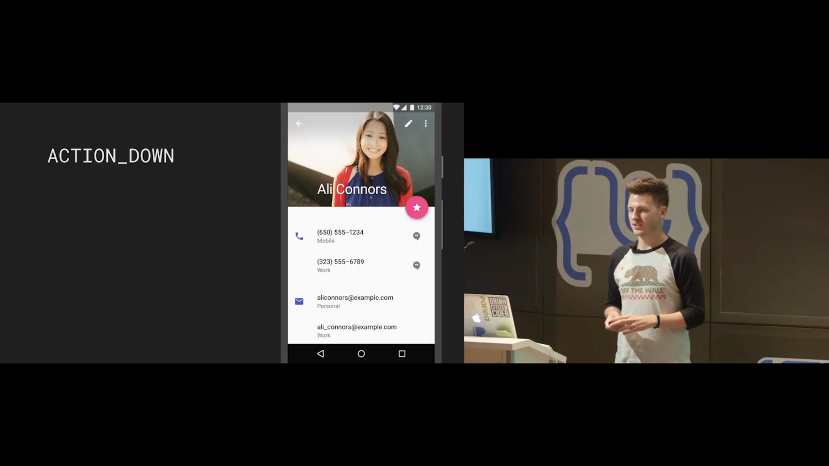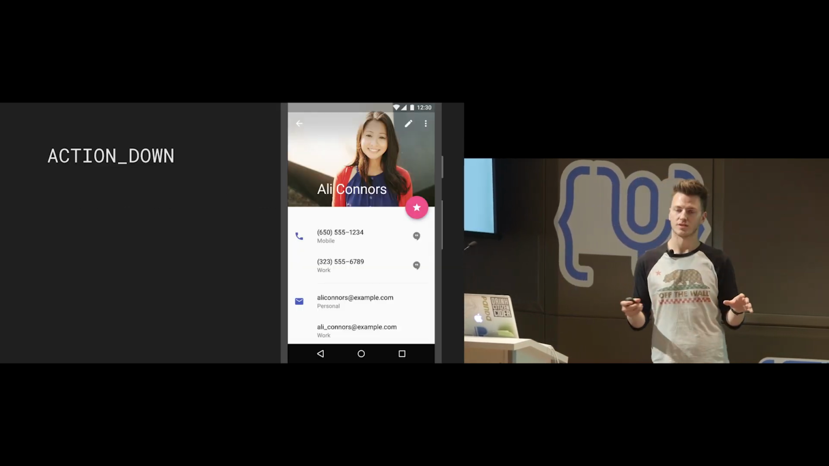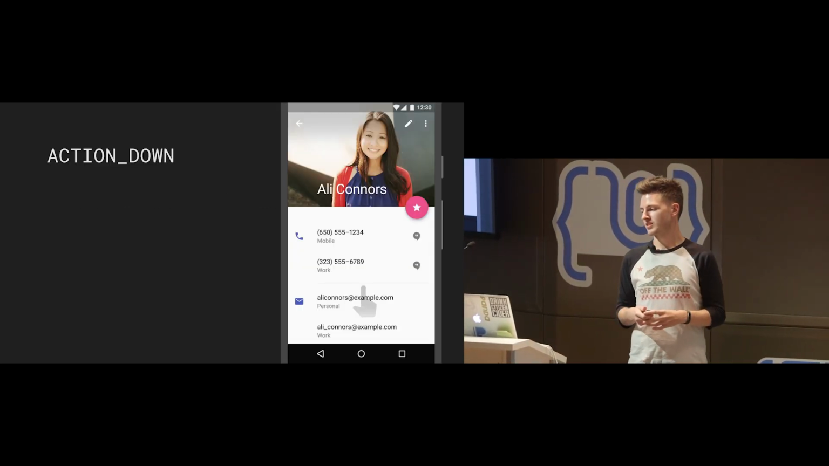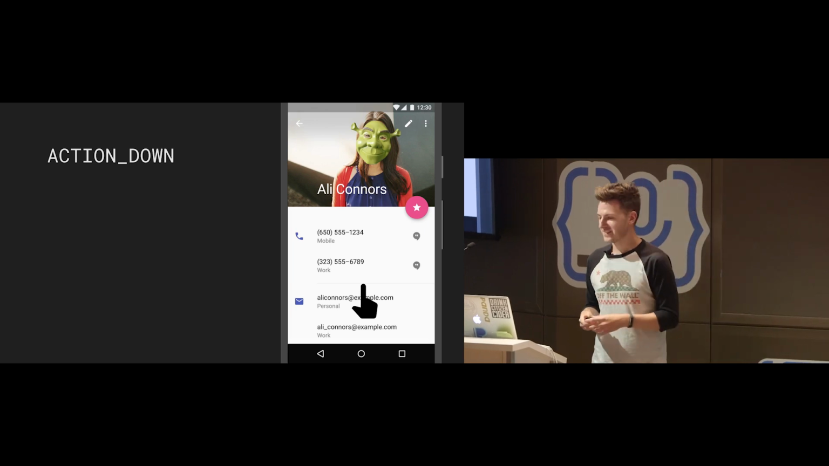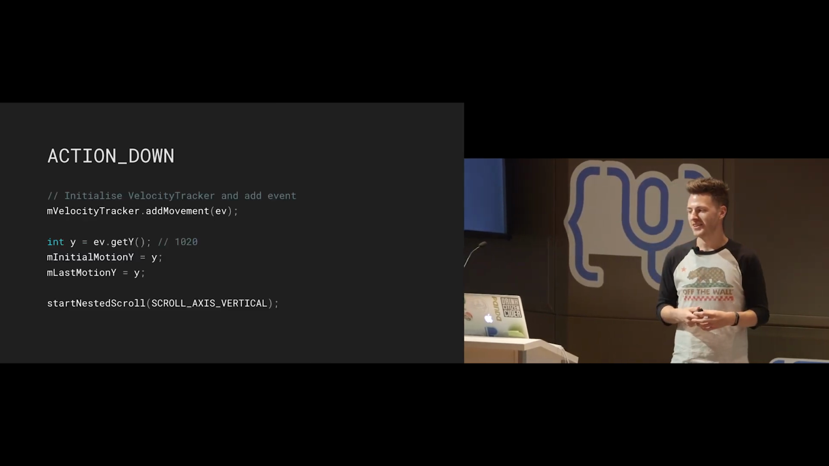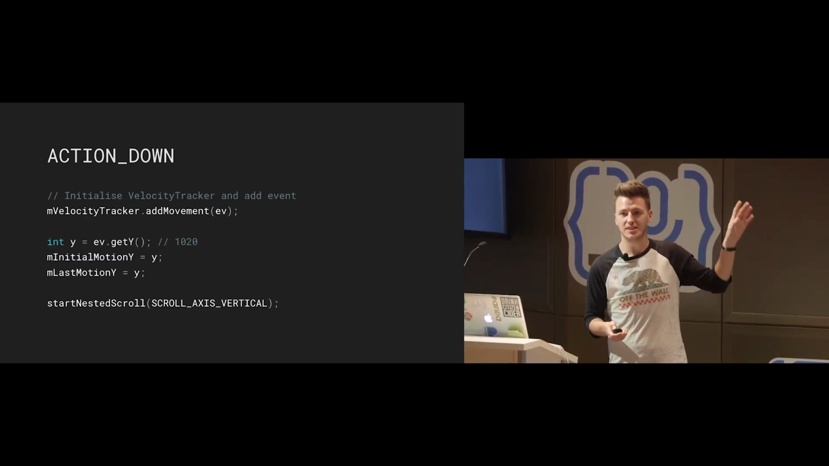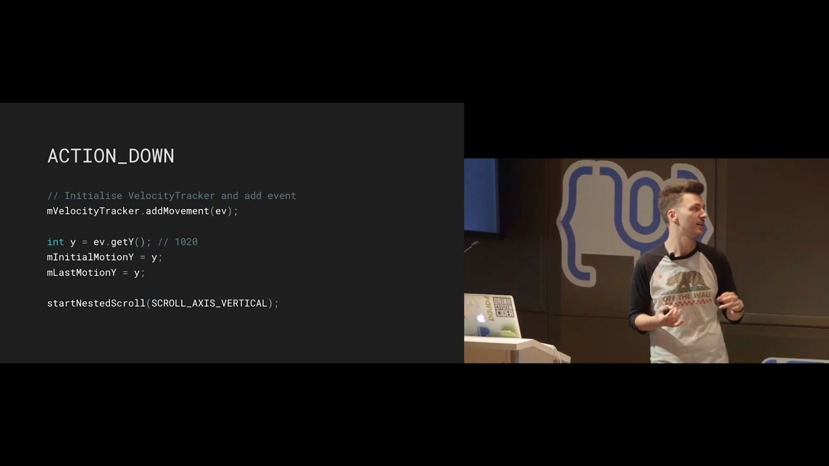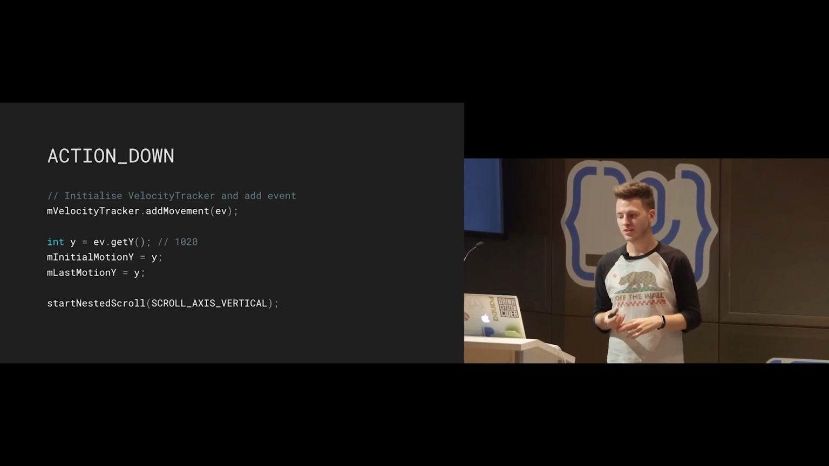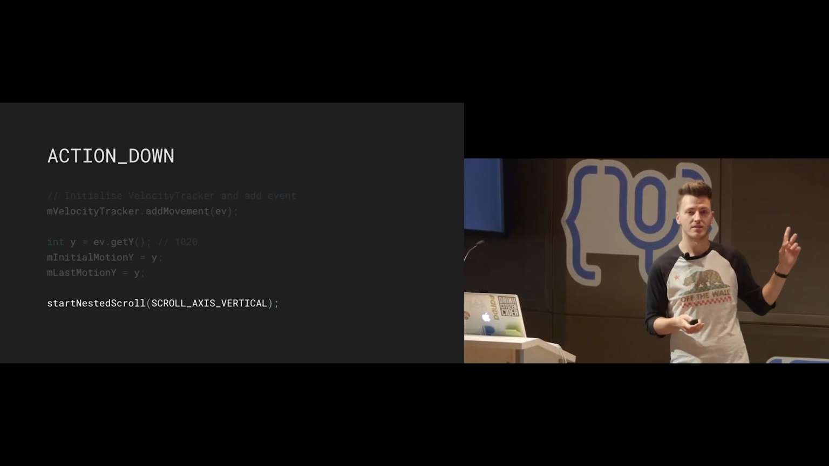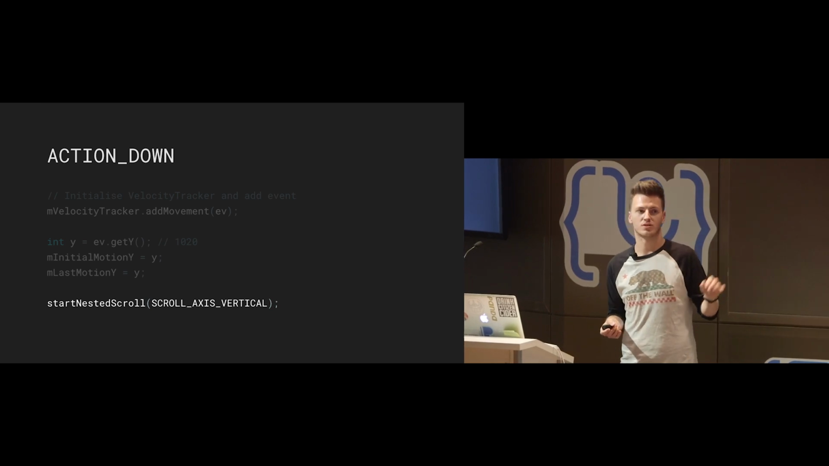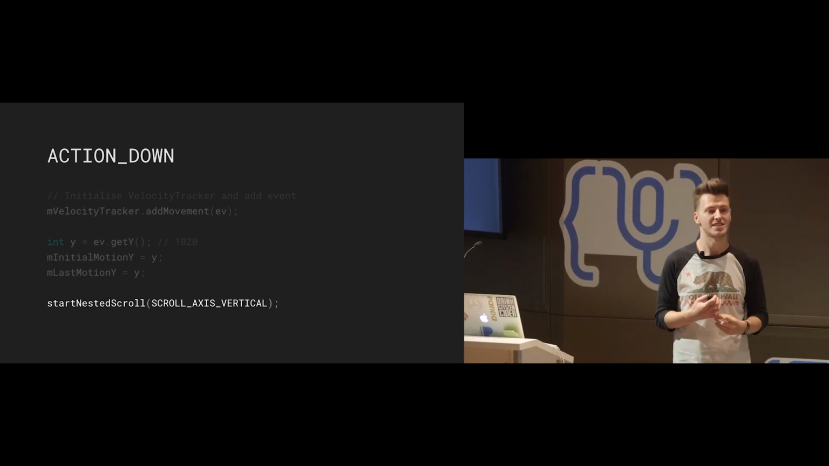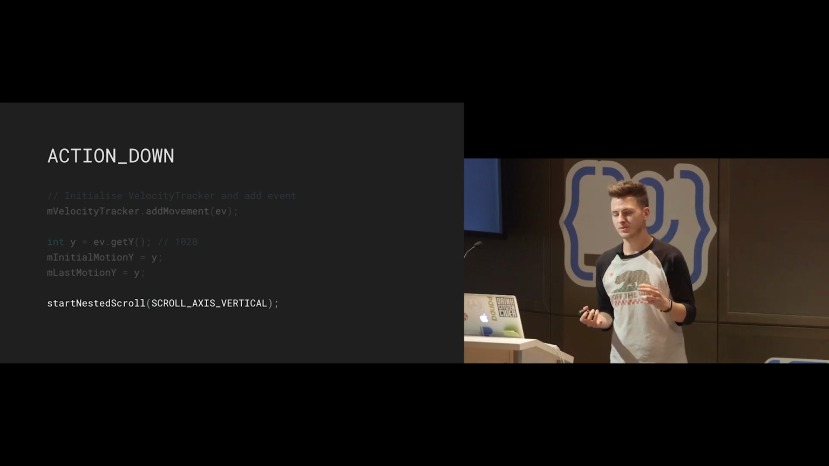Right, so let's go back to our touch events and see how it actually works. So user touch is down again. Nothing's really changed here. We're doing the same stuff, adding the movement to the velocity tracker, checking the Y values. The thing to know here, which is different, is that we call start nested scroll at the end of it. And it takes one parameter, which is an int, and it controls the axis.